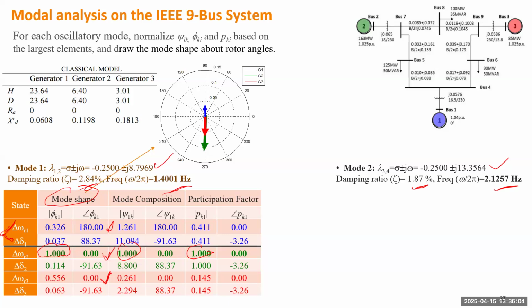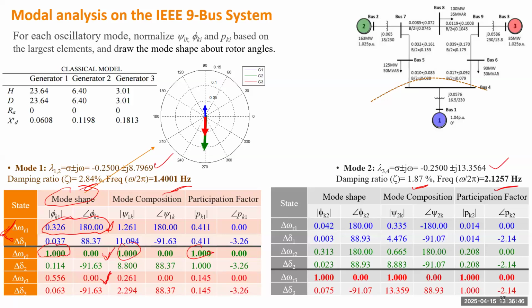If you draw the mode shape, each element is one entry of that right eigenvector. You make it a complex number with that magnitude and angle. So we draw this needle. The blue one is about generator 1, and the red and green ones are about the second and third generators. So you see the second and third generators oscillating against the first generator. If you draw the mode shape on the polar grid, that will be this boundary. So machine 1 will be oscillating against 2 and 3.